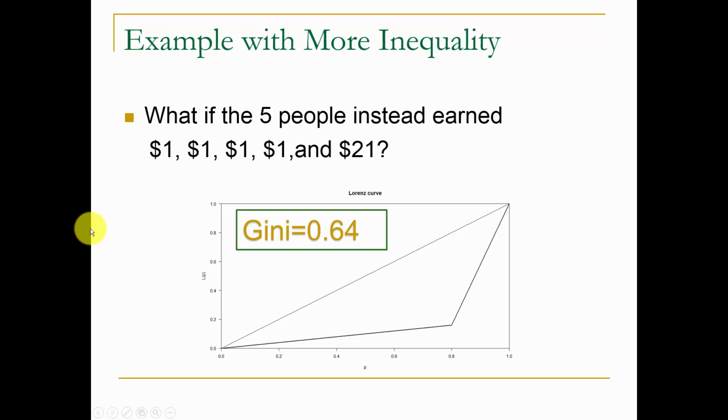Now, let's look at a little bit more extreme inequality example. What if the 5 people consisted of 4 people who all earned $1, and then there's one rich person? Or, an alternative way to think about it is the poorest 20%, the next 20, the next 20, and the next 20% all earn about $1 per person on average. But then the upper 20% earn 21 times as much. This would be a very, very unequal kind of society. Here's what the Lorenz curve would look like, leaving a large gap between the line of equality and the Lorenz curve. And when you calculate the Gini coefficient with those numbers, you get a number of 0.64.